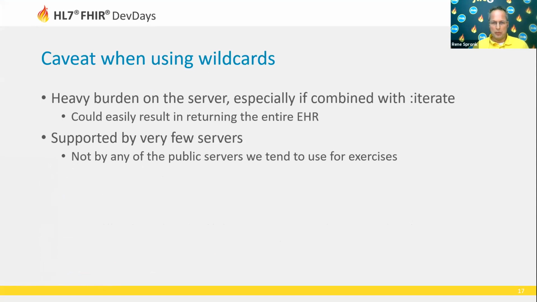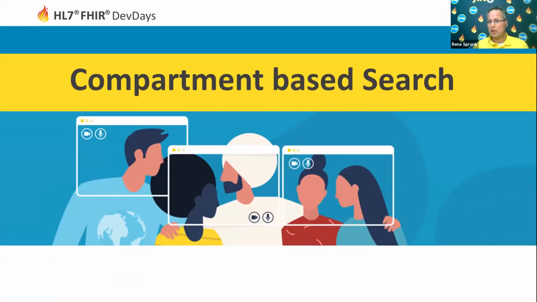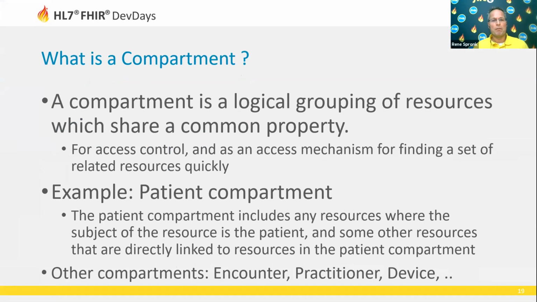So a heavy burden on the server, especially if you combine it with iterate. And that's why we have the second bullet here that none of the public servers that we tend to use for testing actually supports this. So apparently the burden on the server was found too high, or not enough of people were actually asking for it. Another nice feature is the compartment-based search. You can do some stuff with compartment-based search that's not really that easy to do. It's possible, but not that easy to do using some of the search stuff we've seen before.